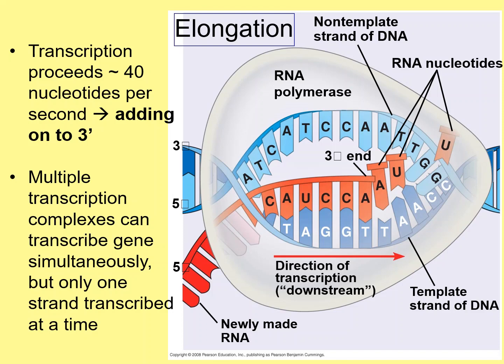RNA polymerase, as part of this transcription complex, can only transcribe one gene at a time. However, our cells make lots and lots of copies of these enzymes, so you can have multiple transcription complexes reading the same gene. They can't be in the same physical location because they get in each other's way, but you can have one that's almost done, and one that's halfway done, and one that's just started.